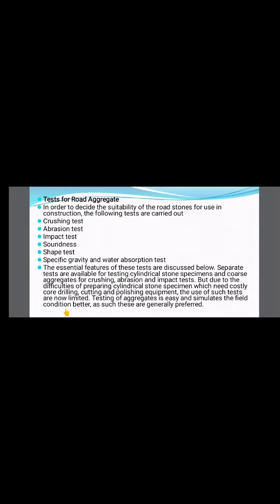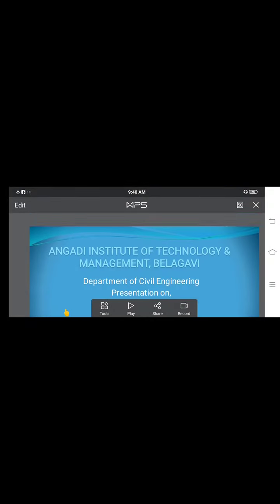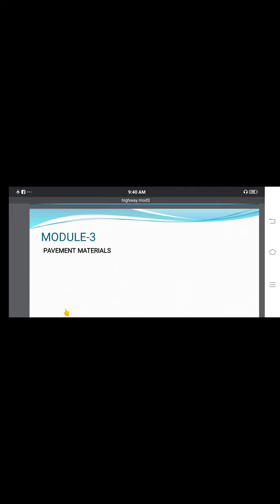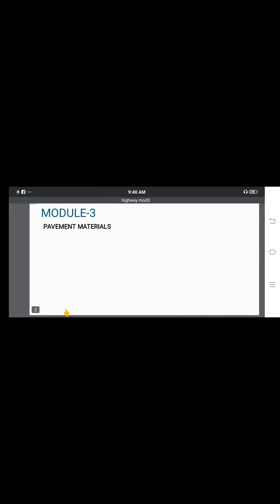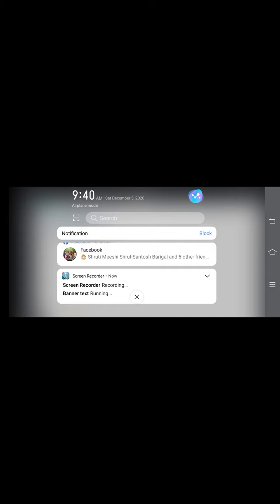We'll continue in the third module here, that is pavement materials. Module 3, it is pavement materials. Here, pavement means, we know that, what are the materials which are involved in the construction of pavement. So basically we are going to study about it, the quality of the materials, how it should be, how the quality should be maintained, all those things.